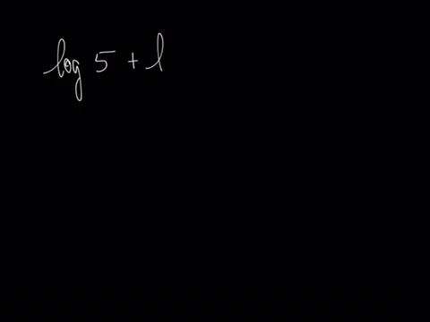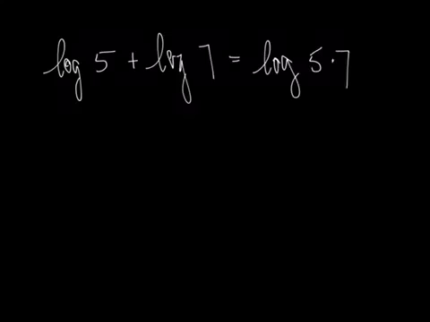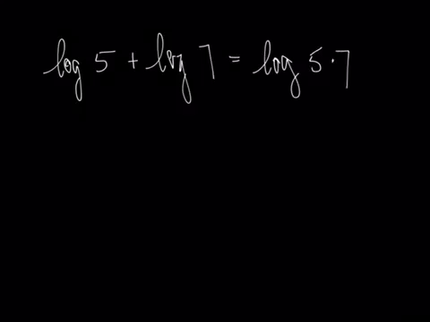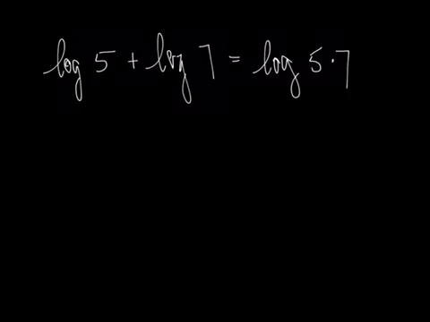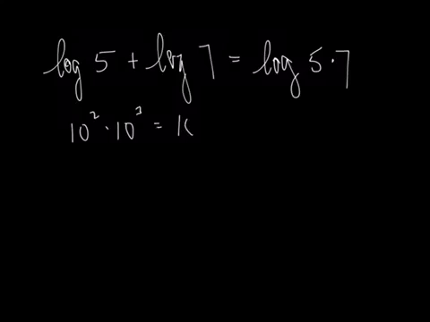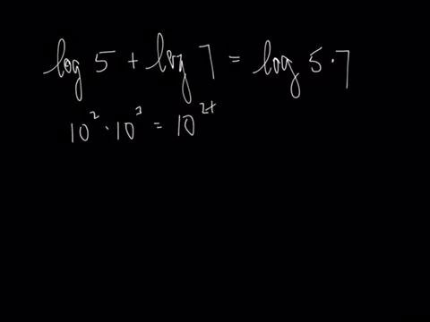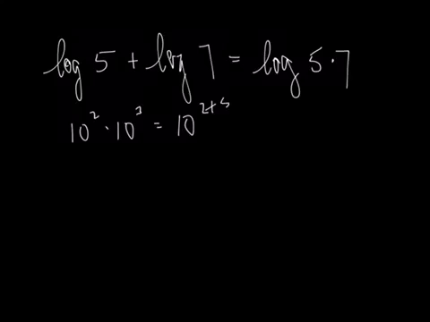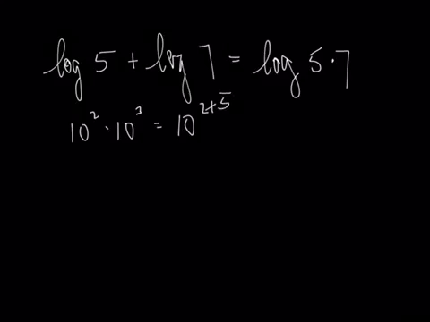So if I have the log of 5, so remember the base is 10 if I don't write it down, plus the log of 7. That means that's equal to the log of 5 times 7. Because you remember when we've done things like, well, if I took 10 squared times 10 cubed, that equals 10 to the 2 plus 3. Remember, you add the exponents.